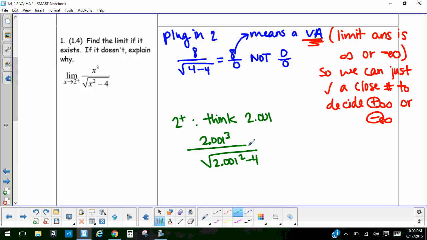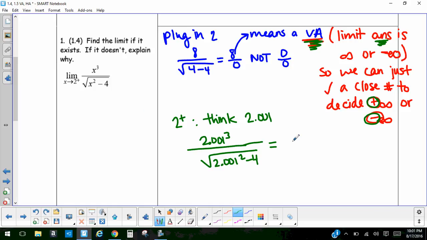Again, without a calculator. I don't really expect you to tell me what this decimal is. I want to know if it's positive or if it's negative. Because since I know it's a vertical asymptote, I already know my answer. It's either positive infinity or negative infinity. I just have to choose whether it's a plus or whether it's a minus.